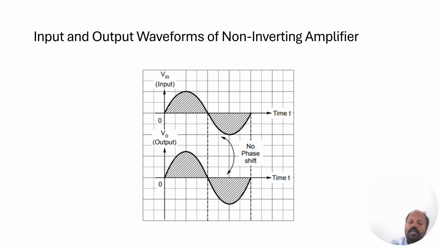So in this session we have discussed two types of amplifier, the inverting amplifier and the non-inverting amplifier. The inverting amplifier amplifies and we get an inverted output, and in the non-inverting amplifier, the output will not be inverted relative to the given input. The output will be in phase with the input.